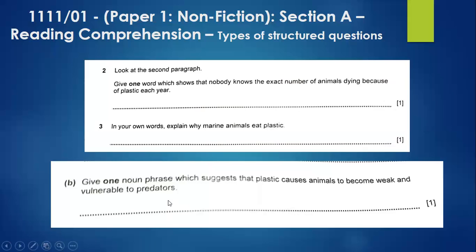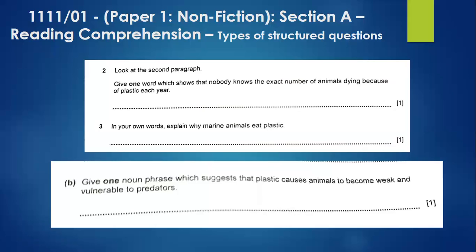Good. Let's move on to this question. Give one noun phrase which suggests that plastic causes animals to become weak and vulnerable to predators. Now, here you have to be very, very careful to read the question, whether it's asking for one word, one noun phrase, or one sentence.